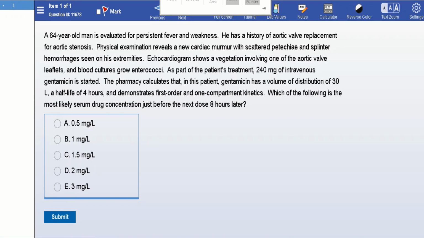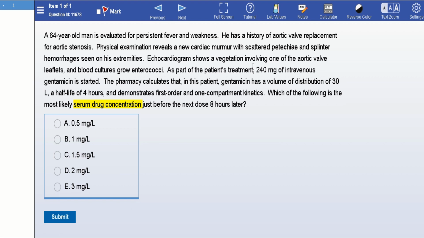Alright guys, so here is a typical half-life question, and I like to read whenever I find a lot of numbers here. I figure out that this is a calculation question, so I don't need to read the entire history just for the purposes of this video. The question wants: which of the following is the most likely serum drug concentration just before the next dose 8 hours later? So it's essentially asking us for concentration, and that is why the units here are in milligrams per liter. I like to focus on the numbers given and the units, jot them down on your scratch paper, and do your calculations based on the equations you know.